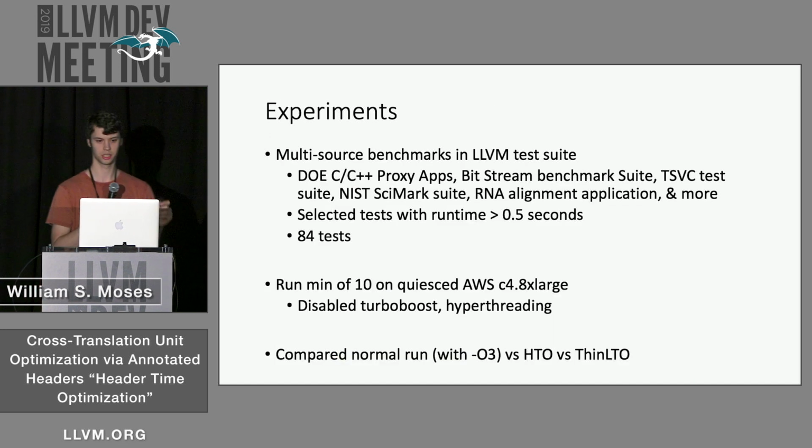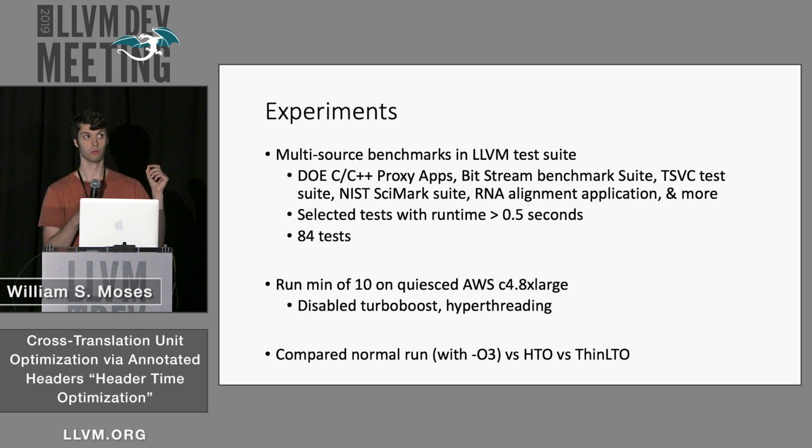So, as for experiments, we ran all of the multi-source benchmarks in LLVM's big test suite, which includes a bunch of DOE proxy apps, the Bitstream benchmark suite, the TSVC benchmark suite, the NIST benchmark suite, and basically a bunch of different concatenated benchmark suites. We specifically selected tests with a runtime of greater than half a second, so we could get some reasonable difference in performance, and this led to 84 tests that we selected from there.